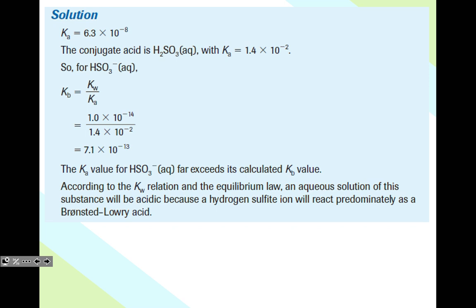So the Ka value, here's my Kb, and where is my Ka? My Ka value for HSO3 minus exceeds its calculated Kb value. So according to the Kw relation and the equilibrium law, an aqueous solution of this substance will be acidic.